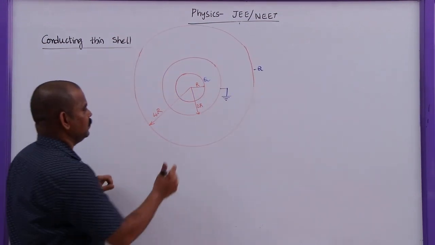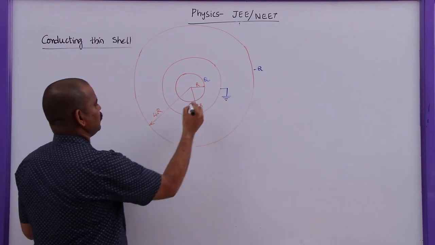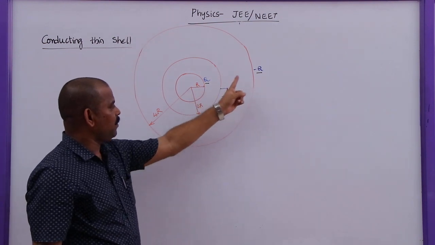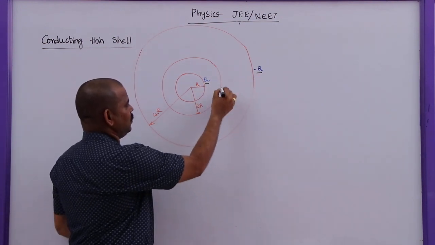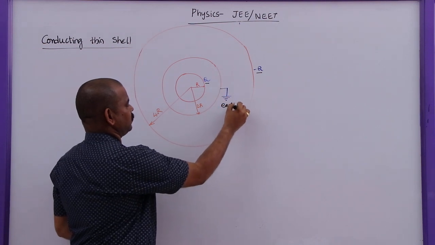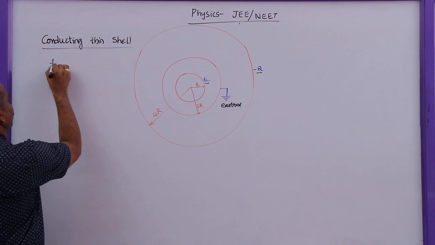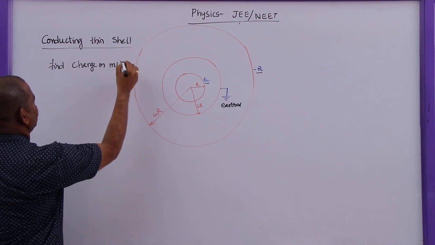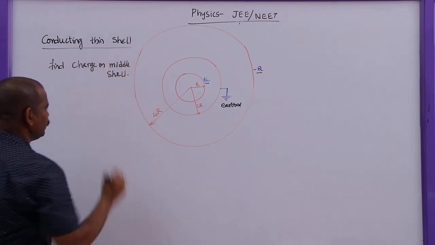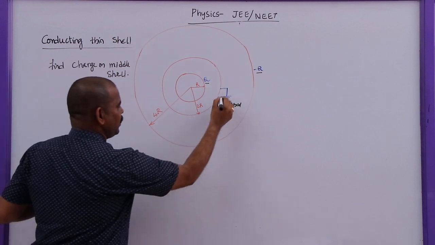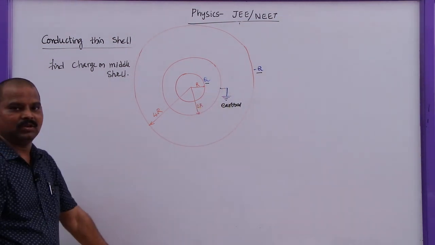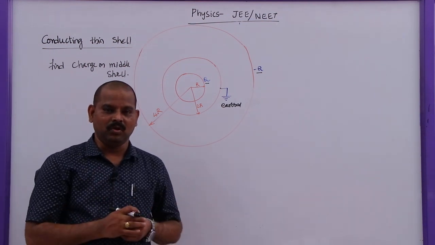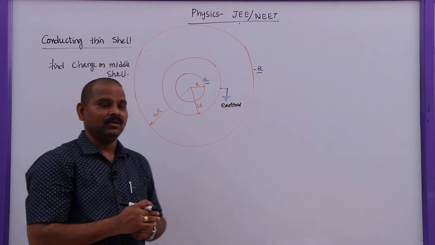So in this problem, there are 3 concentric shells with charges Q and minus Q. Q is on the first shell and minus Q is on the second shell, and the middle shell is earthed here. This is earthed. So they are asking us to find the charge on the middle shell when it is earthed. Now we know that whenever a surface is earthed, the total potential on that surface must become 0. Charge may or may not become 0, but the potential on the surface must be 0.